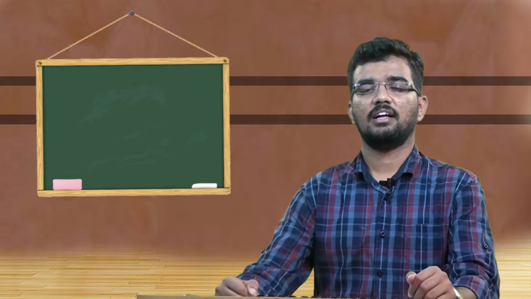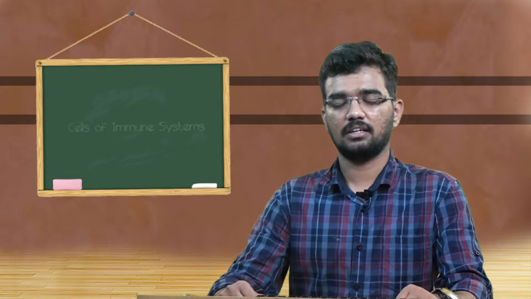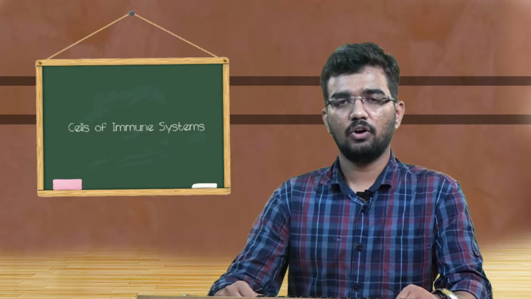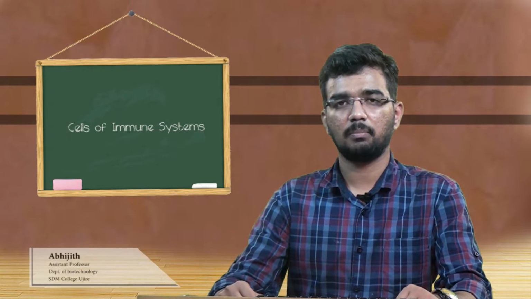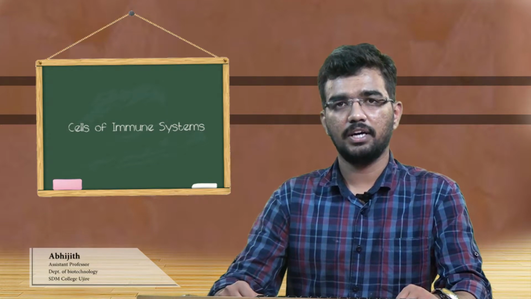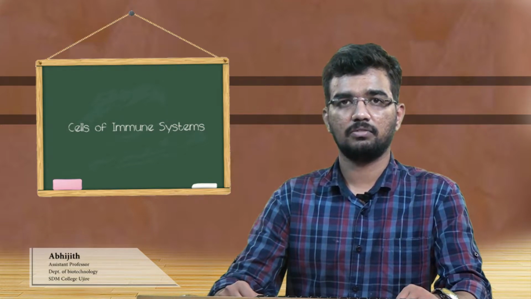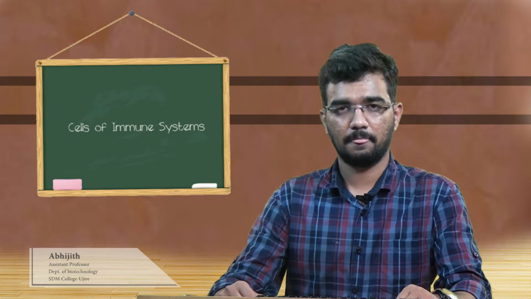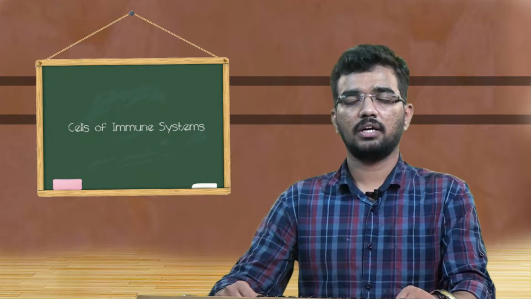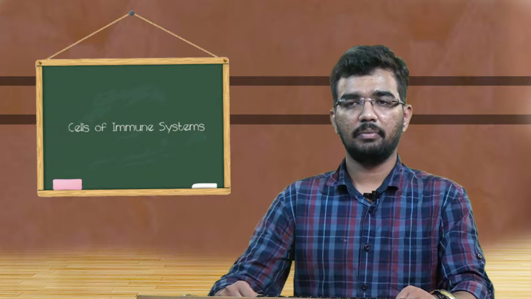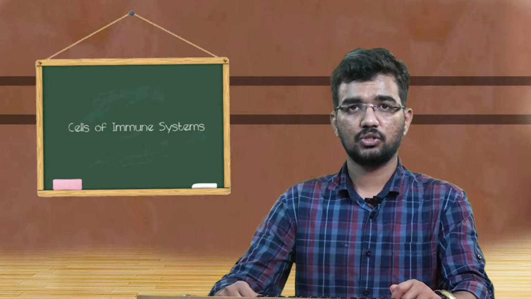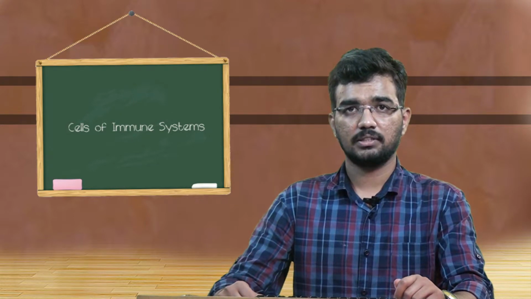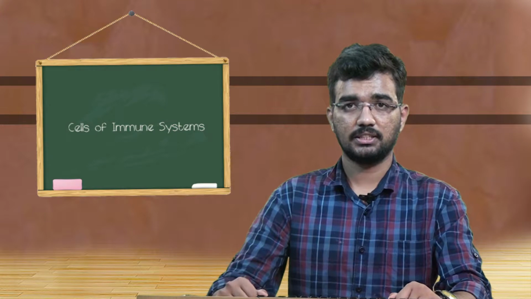Hello friends, now I am going to speak about cells of the immune system. We all know about immunity. Immunity is a concept that defines the defense of our body, which can include WBC or some of the cells which are specially produced for the purpose of immunity. The major cells of the immune system are B cells, T cells, natural killer cells, phagocytes, macrophages, granulocytes, etc.